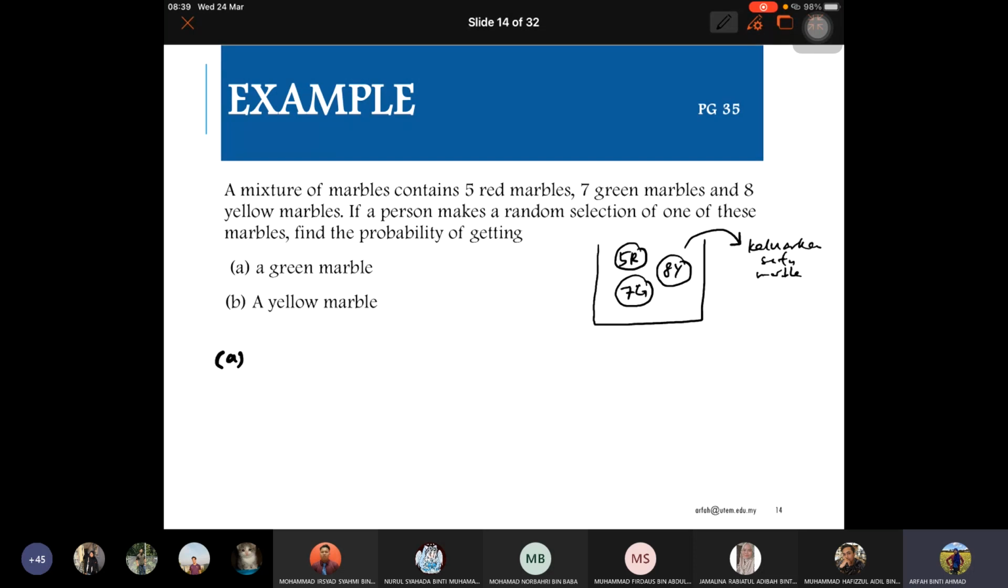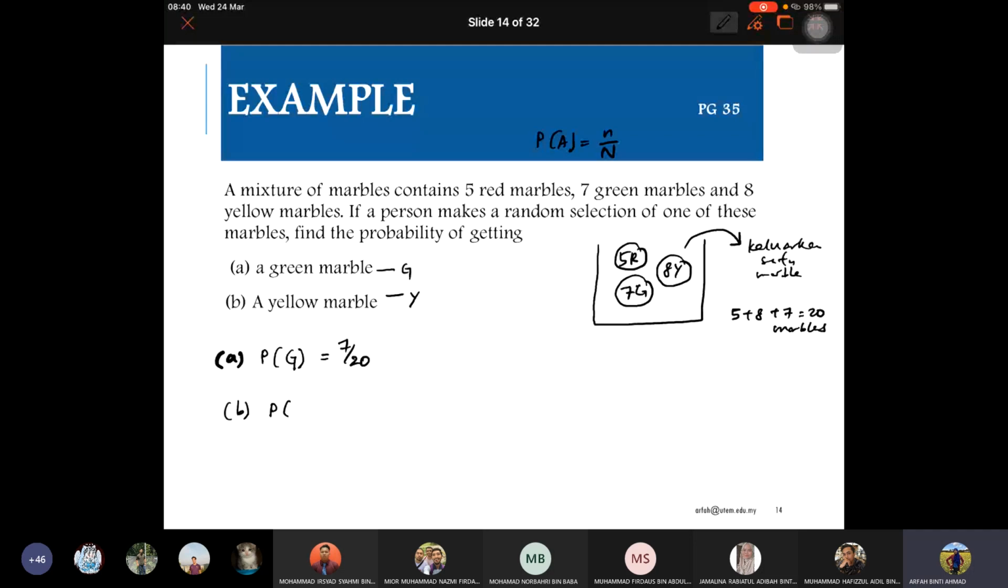So katakan probability of getting green marble ni saya wakilkan sebagai G, peristiwa G, and yellow marble sebagai Y. Probability of G sama dengan berapa? Sebab kita ada tadi probability of A. 7/20. Okay, betul. Sama dengan 7/20. Sebab jumlah marble ni 5 tambah 8 tambah 7, you akan dapat the total is equal to 20 marbles in the bag. So small n divide by capital N, you will get 7/20.